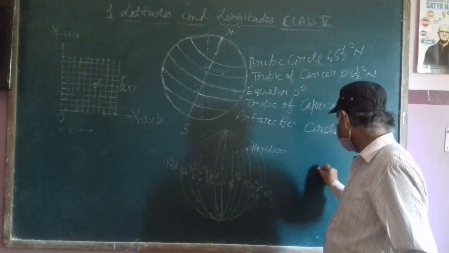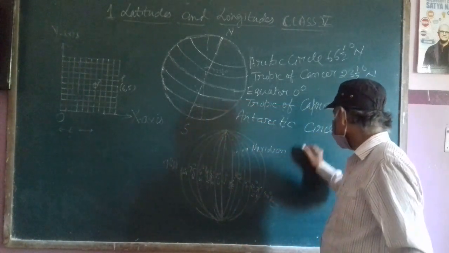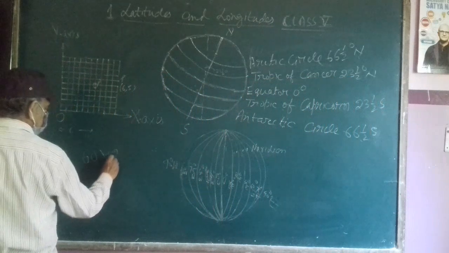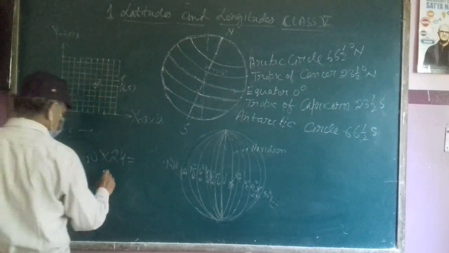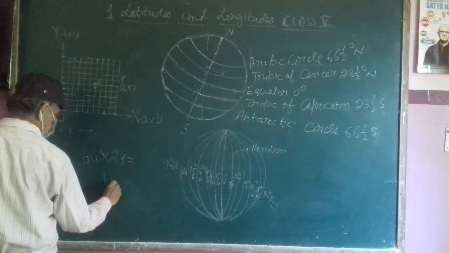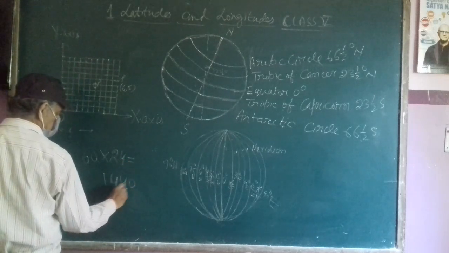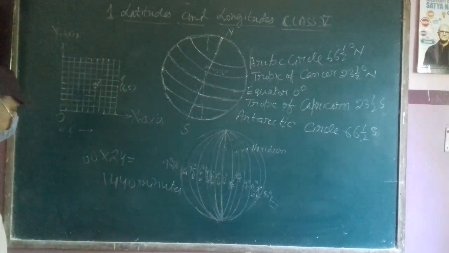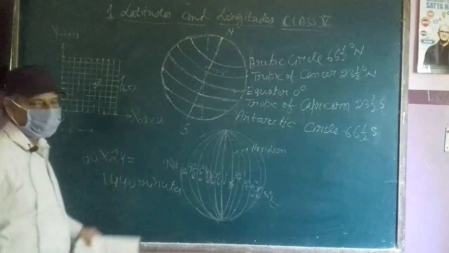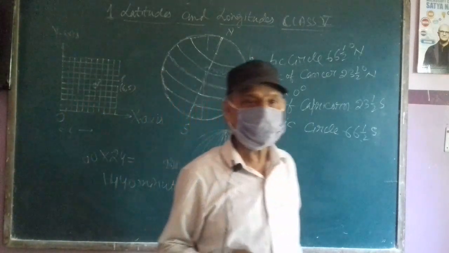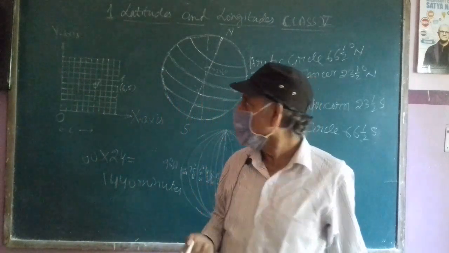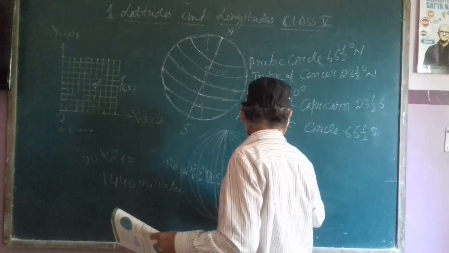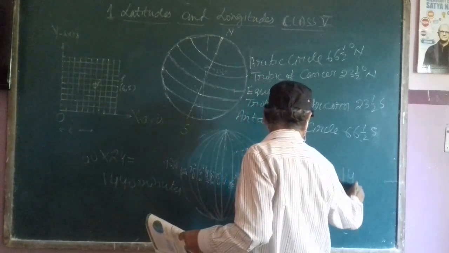60 into 24, that means minutes. 60 into 24 is 1440 minutes. The Earth takes 1440 minutes to complete one rotation, and in these 1440 minutes it rotates by 360 degrees, because there are 360 longitudes. So 360 degree is equivalent to 1440 minutes.